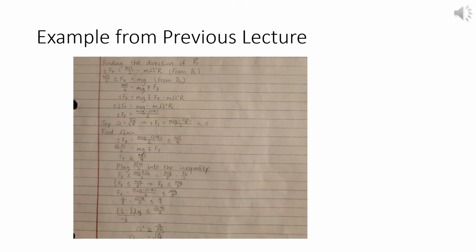In the beginning of the class, we continued working on the previous lecture's example to find the range of possible omega values. From where it was left off last time, we first found the equation that represents the force of friction. Then, we found the minimum omega value by plugging in and rearranging equations. Finally, combining with the maximum omega value we found yesterday, we got the solution.